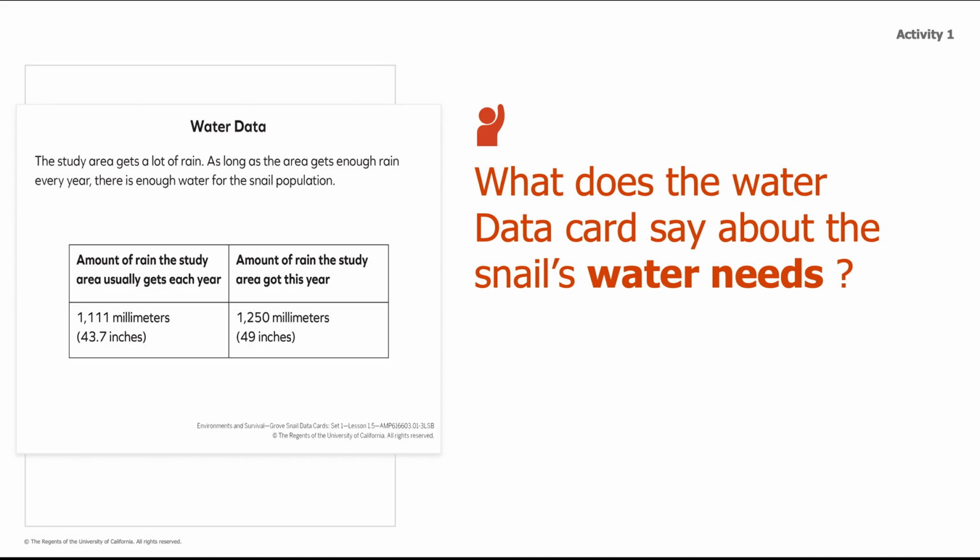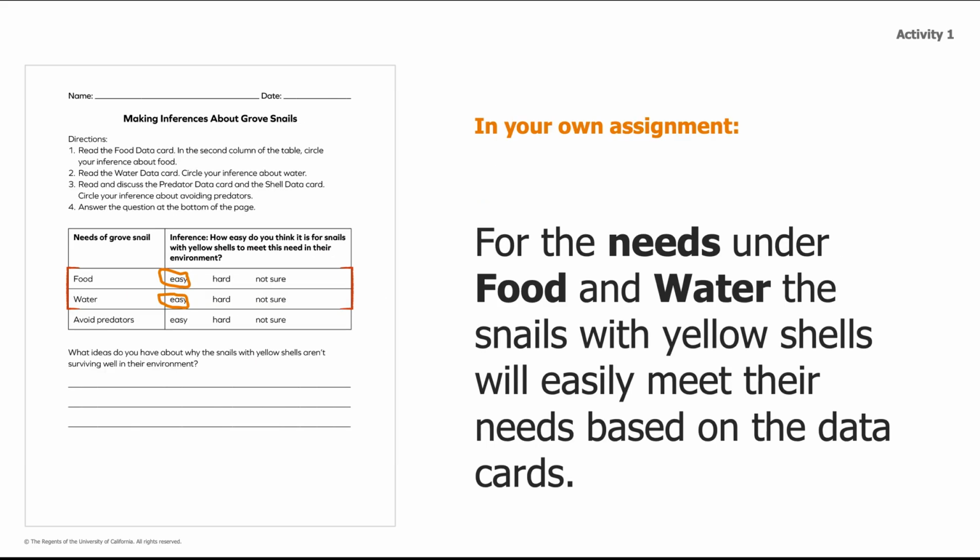So what does the water data card say about the snail's water needs? Go ahead, pause, jot down some of your thinking, or have a conversation with someone near you. For the needs under food and water, the snails with yellow shells will easily meet their needs based on the data cards. It seems like there is enough food for them to eat, and it seems that generally there is enough water for them to survive. So make sure that you put all this information in your own assignment through Teams.